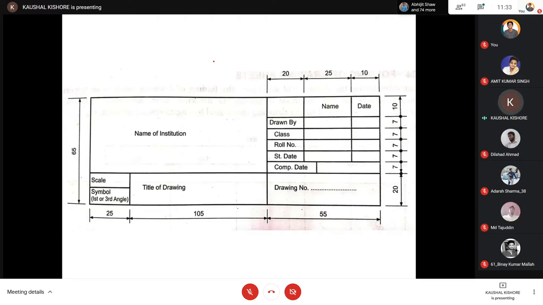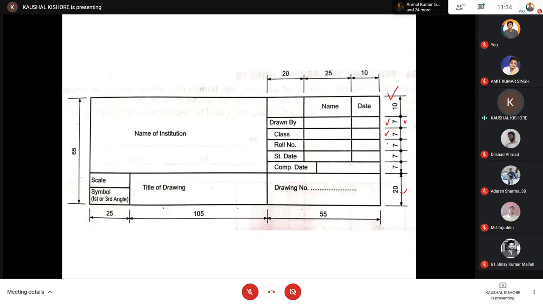Okay, so you have to draw. The next one is this part. This part is divided into: first, take 10 millimeter from the top surface, then 7 millimeter, then 7, then again 7, meaning 5 parts of 7. First part, second part, third part, fourth part, and fifth part. So 7 into 5 is 35, plus 10 is 45, and then the bottom side is 20. So the total is 65.